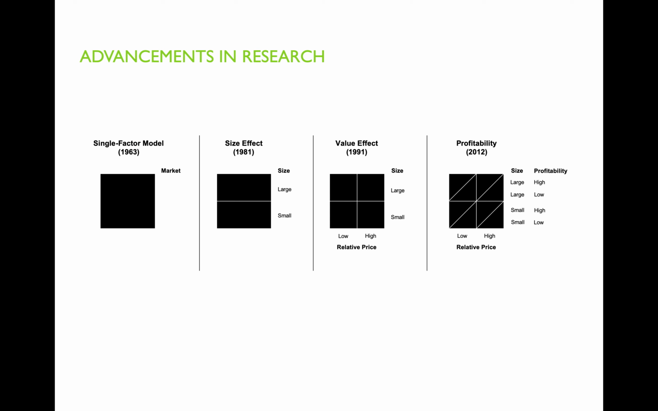Where do all these factors come from? They come from academic research. The single factor model, which is basically exposure to the stock market, the equity risk premium, has been around for a very long time. You can actually go back to some papers back in 1963. The size factor, the small cap factor, 1981.